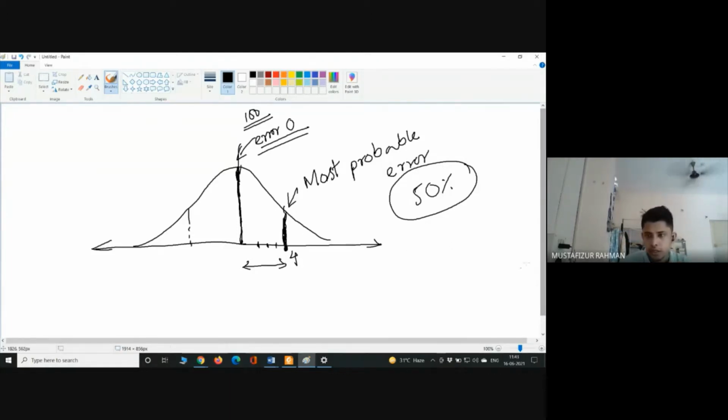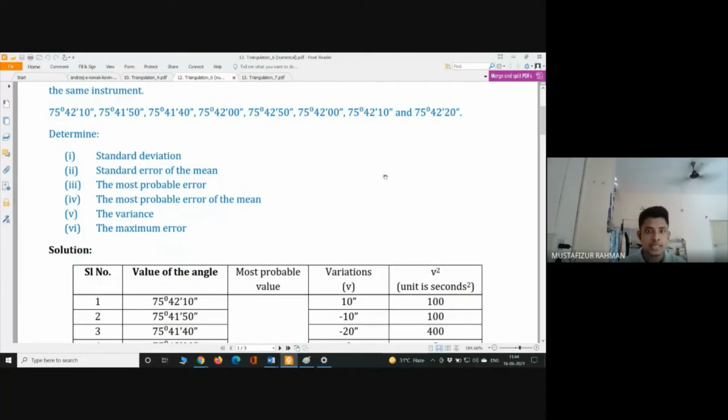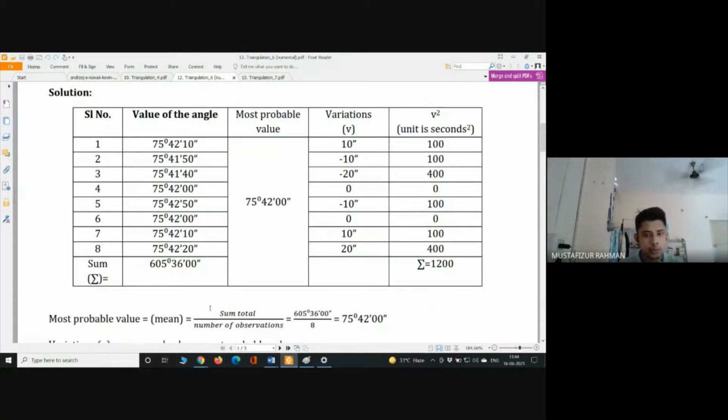So let's go back to the numerical. These angles are given to us. There are 8 measurements for the same angle. So we are making a table of the value of the angle. These are 8 measurements of the same angle. Then we added them up. Why are we adding them up? Because we have to find the mean. The mean will be our most probable value. So 605 degree, 36 minute and 0 second is the summation of 8 observations. Then we divide that by the number of observations, 8. So we got the mean value, and that mean value is our most probable value.